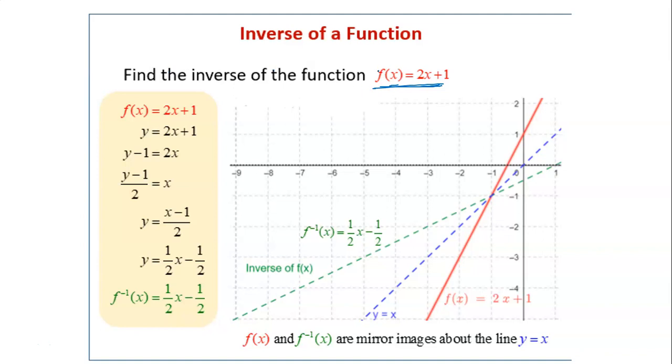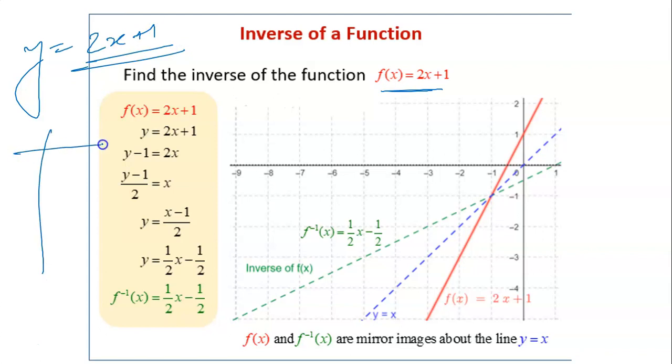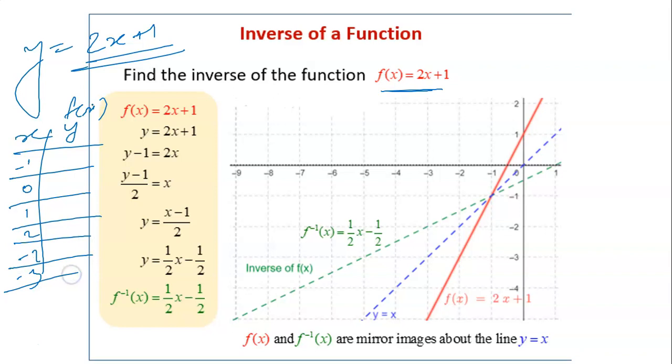Over here, this is a linear function, children. For each and every value of x, I will get a distinct value of f(x), that is y. Suppose I consider this as y equals 2x plus 1, and I plot the points by taking different values of x, like -1, 0, 1, 2, -2, -3. I will get different values of y, that is f(x).